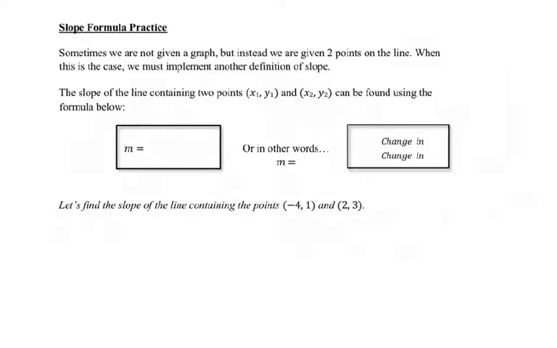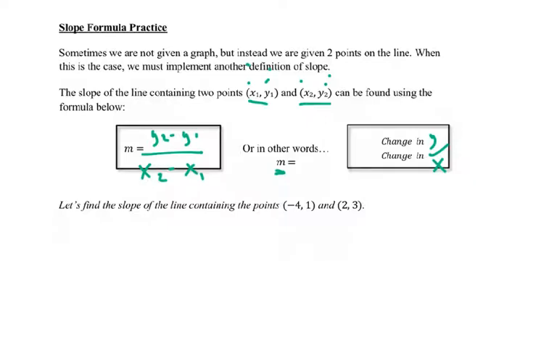So the slope of the line containing 2 points, (x1, y1) and (x2, y2), can be found using the formula below. The formula that we've been using this week is y2 minus y1 over x2 minus x1. And when I get my points like this, I go in and I label them. Like when I have numbers here, here, here, and here, I then put x1 or y1 above them, x2, y2. That helps me keep it organized. So in other words, m, which is your slope, is equal to the change in y over the change in x.